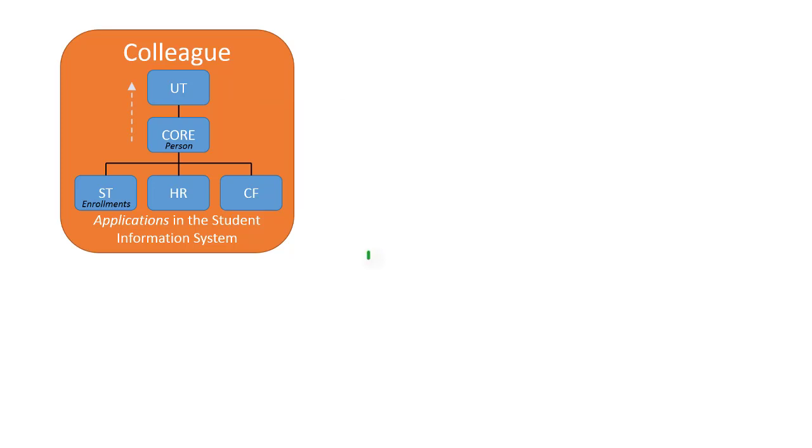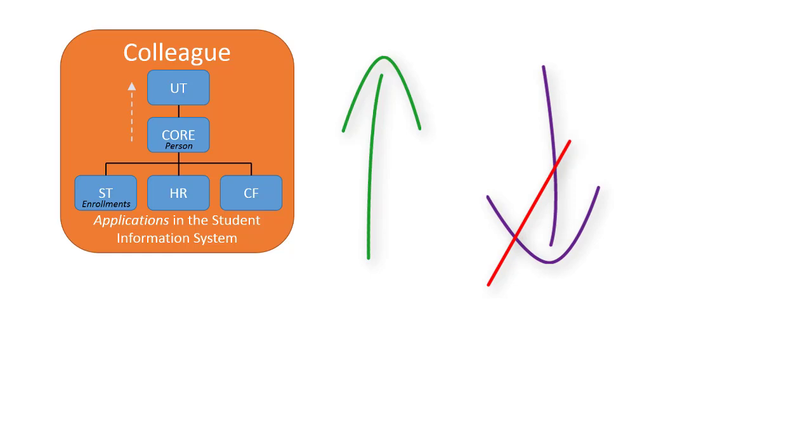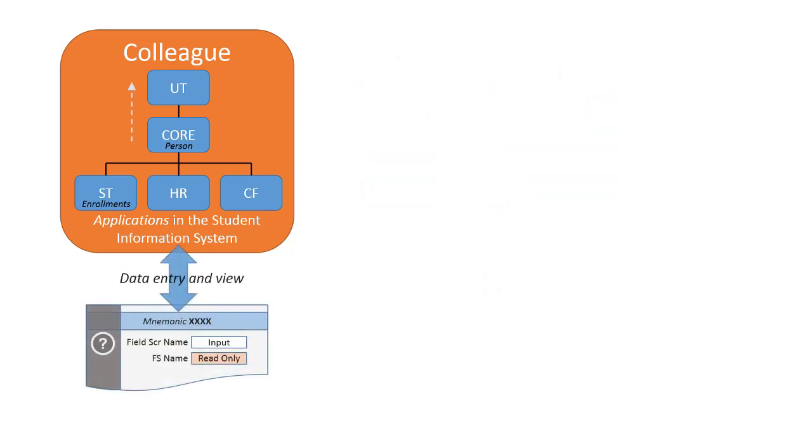The basic rule of thumb is that data can flow up the tree, but not down. So an enrollment by a student in the ST application can reach up to pull the student's name and age from core, but core cannot reach down to get the enrolled course taken by a given student.